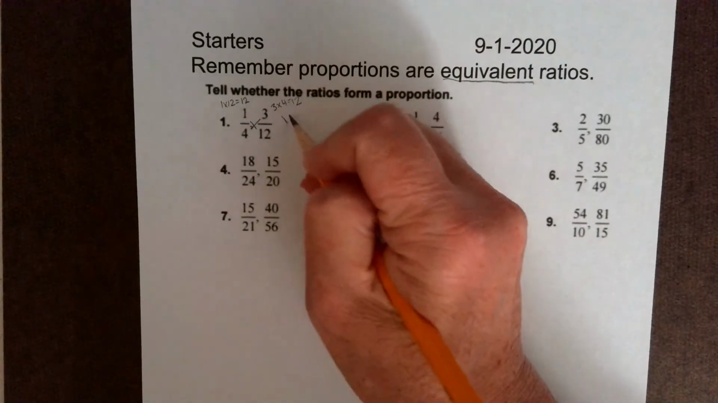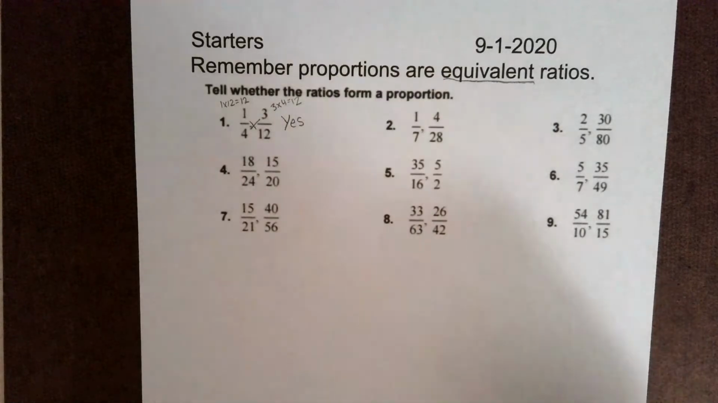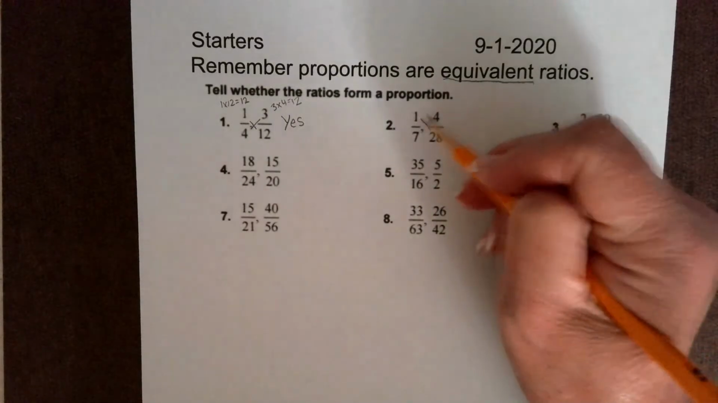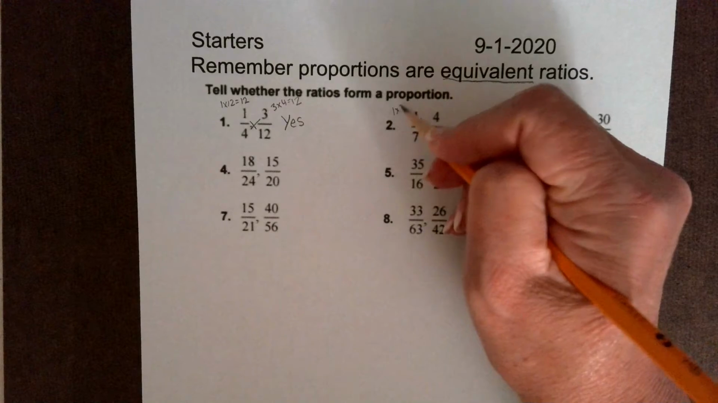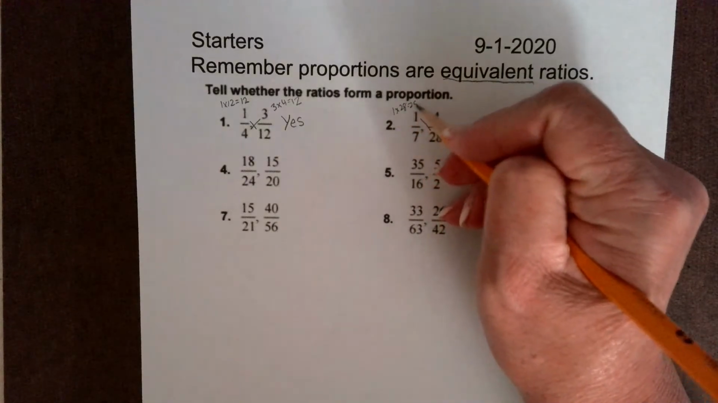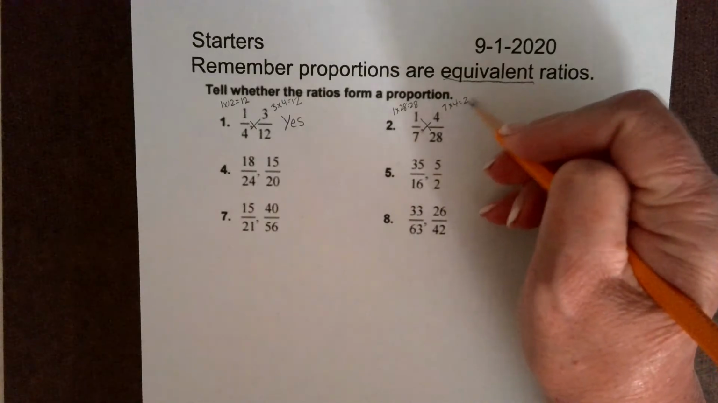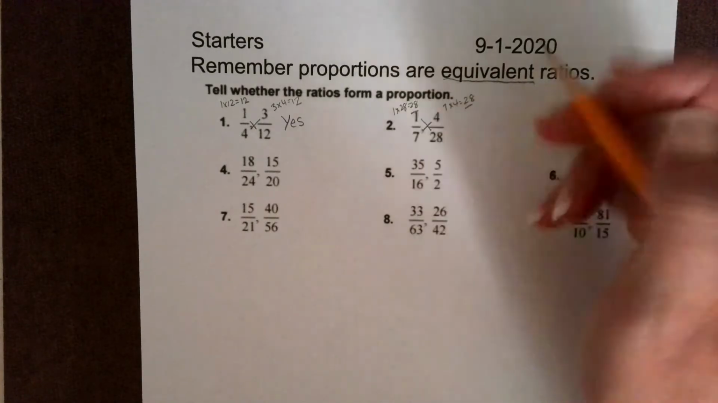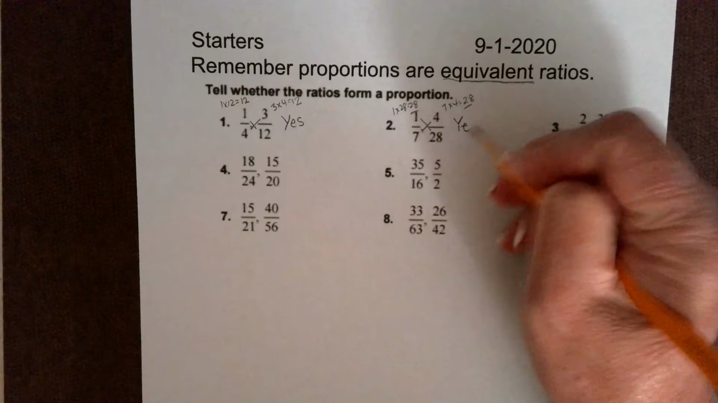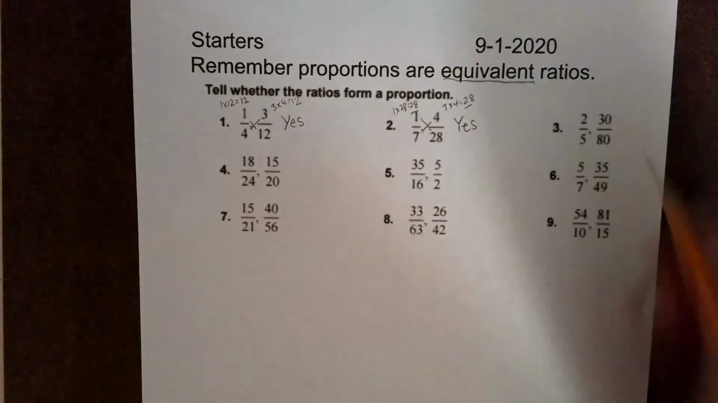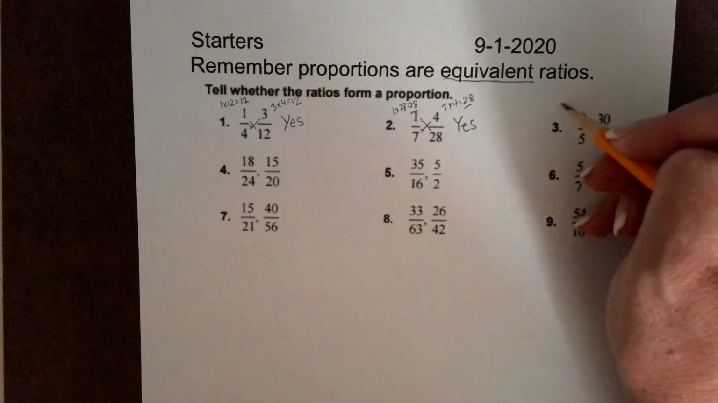These two are proportions. 1 times 28 is 28. 7 times 4 is 28. Since these two things match, they form a proportion.